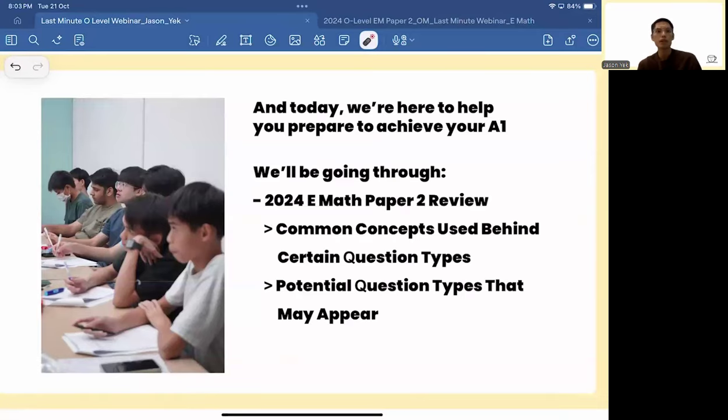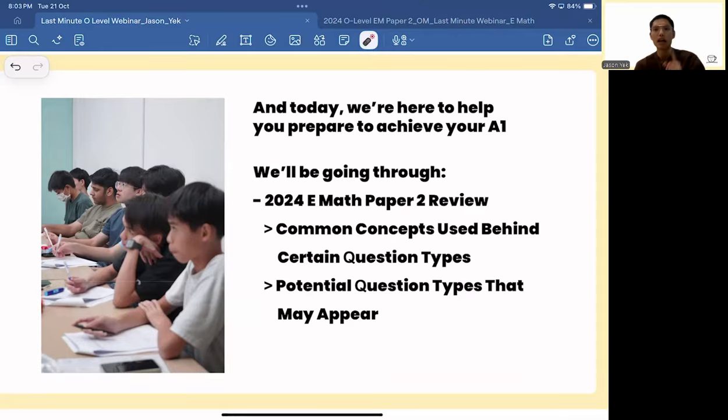So talking about papers. As broadcasted, we will be going through the 2024 EMath paper 2. Now you may wonder, teacher, tomorrow is paper 1, why are you going through paper 2? The common thing is, paper 1, paper 2, the question can come either way. So don't be too fixated that paper 2 or paper 1 won't come up. That is not the case.